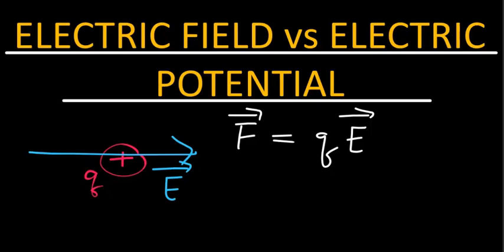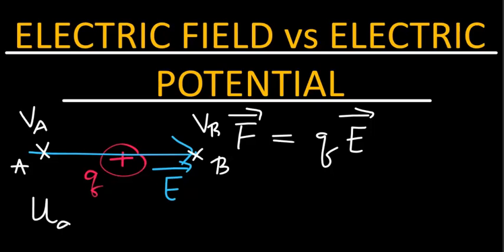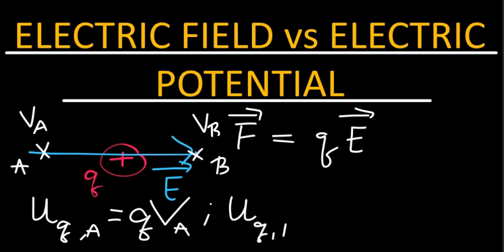Now let's see how electric potential is related. Assume the charge is moving from point A to point B in that field region. At point A, the electric potential is VA. At point B, the electric potential is VB. So we say the electric potential energy of that charge at point A is Q times the electric potential at point A. And the electric potential energy of that charge at point B equals the strength of the charge times the electric potential at point B.